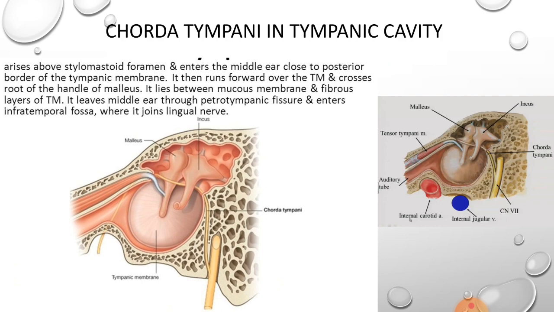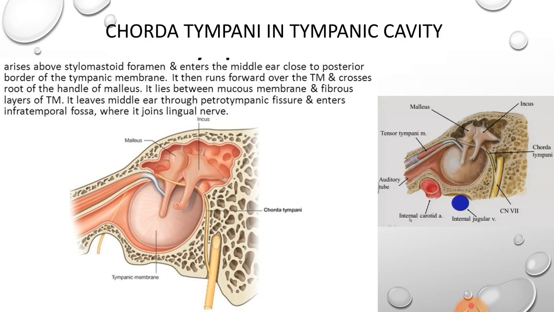Okay, so I was telling you about the chorda tympani nerve. The course of the chorda tympani nerve is very important in the tympanic cavity. It arises above the stylomastoid foramen and enters the middle ear close to the posterior border of the tympanic membrane. It then runs forward over the tympanic membrane and crosses the root of the handle of the malleus, where it lies between the mucous membrane and the fibrous layer of the tympanic membrane. It leaves the middle ear through the petrotympanic fissure and enters the infratemporal fossa, where it joins the lingual nerve.